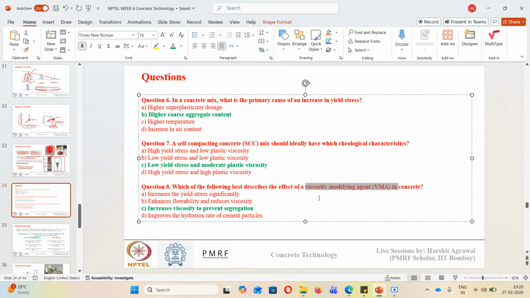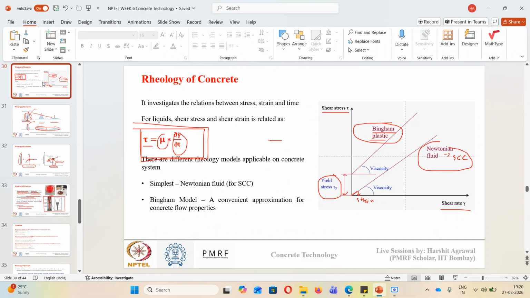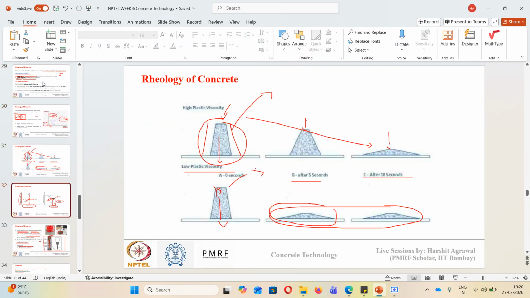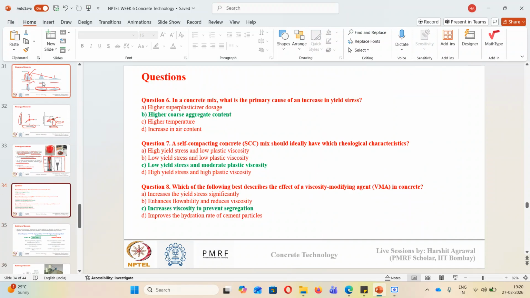So this understanding will now be clear to you after you understand the action of the rheology of concrete, what yield stress and plastic viscosity mean to concrete flow. I hope all three questions are clear to everyone.